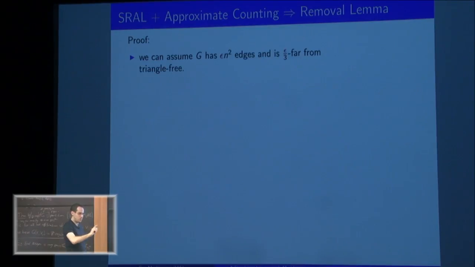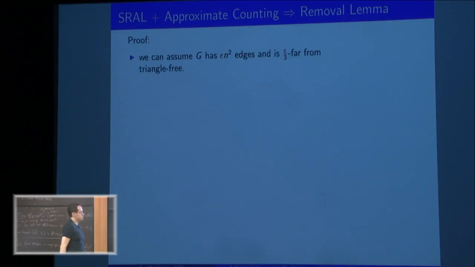No, edge disjoint. When I say disjoint, I always mean edge disjoint. So of course they can share a vertex, but not an edge. So each edge lies on exactly one triangle. Why is it still epsilon over 3 far from being triangle free? Because in order to get rid of all triangles, you have to remove at least one edge from each triangle, right? There's no overlap between the triangles.